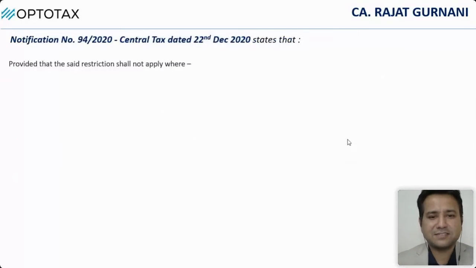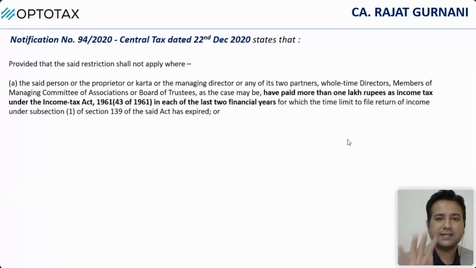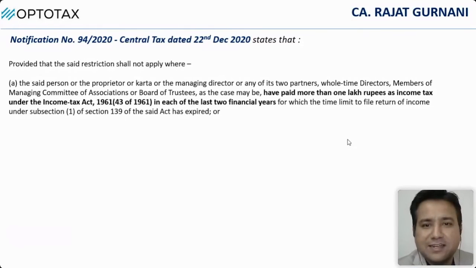But there are some exceptions. They are saying it does not apply in 4 situations. It says if the said person, or the proprietor, or karta, or the MD, or any of its two partners have paid more than 1 lakh rupees in income tax. Income tax is being linked here, sir. If they have paid more than 1 lakh rupees in income tax under the Income Tax Act in each of the last 2 financial years, then this rule will not apply to you, right?